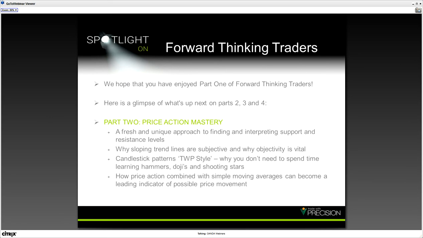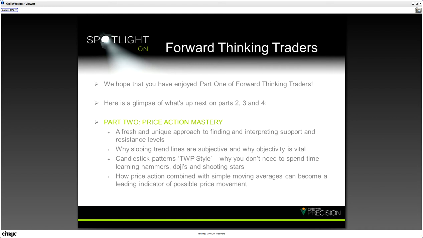Now, if you're currently using sloping trend lines to define your trend, a lot of folks do, you'll probably want to stop that after hearing this section. Sloping trend lines just have the tendency to be very subjective, and they don't typically provide very precise entry levels, and they also don't offer us good protection for our stop loss.